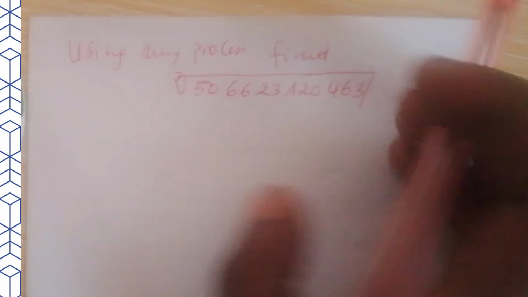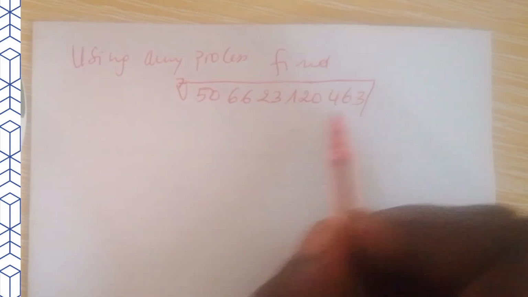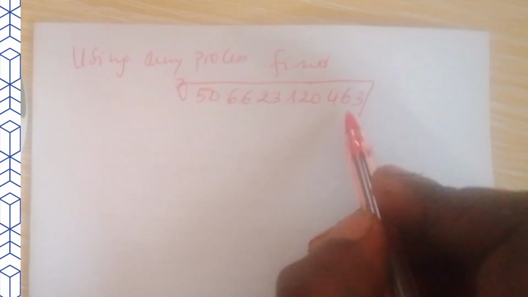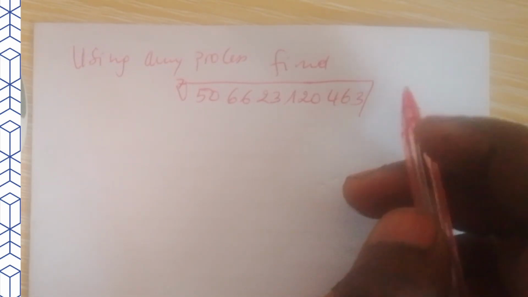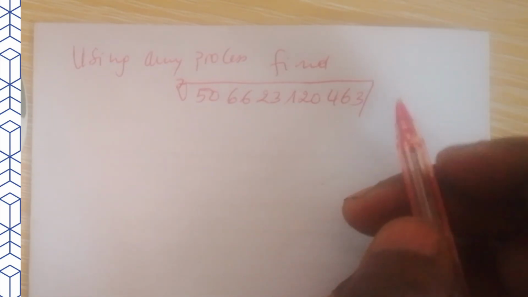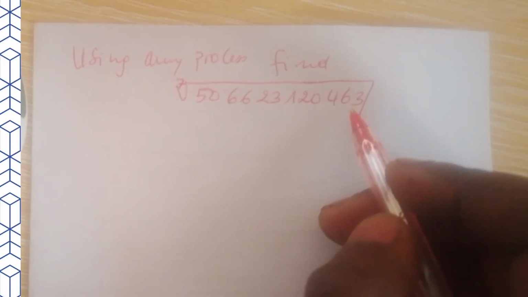So how to check this? First of all, check the number ending in 63. When you take this number, check the number ending in 63. It means you begin to divide by a number ending in 3, divided by a number ending in 7, divided by a number ending in 9.